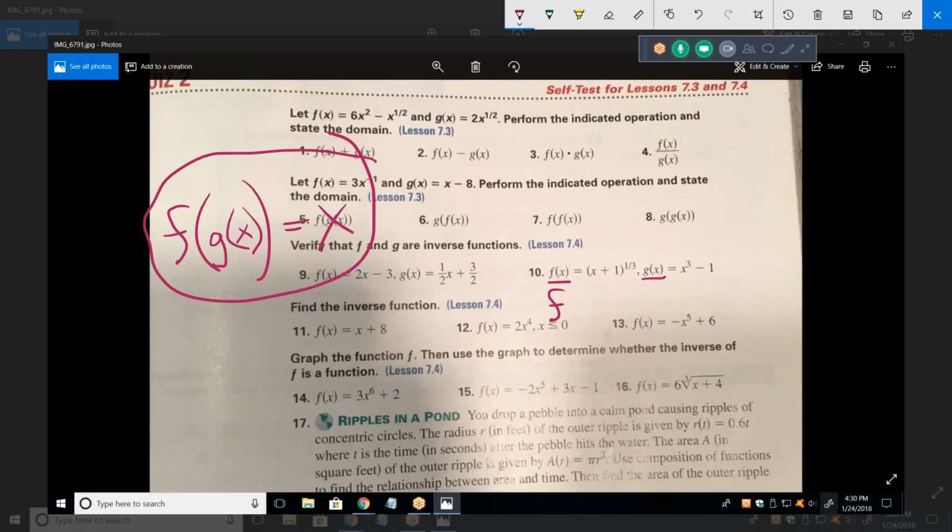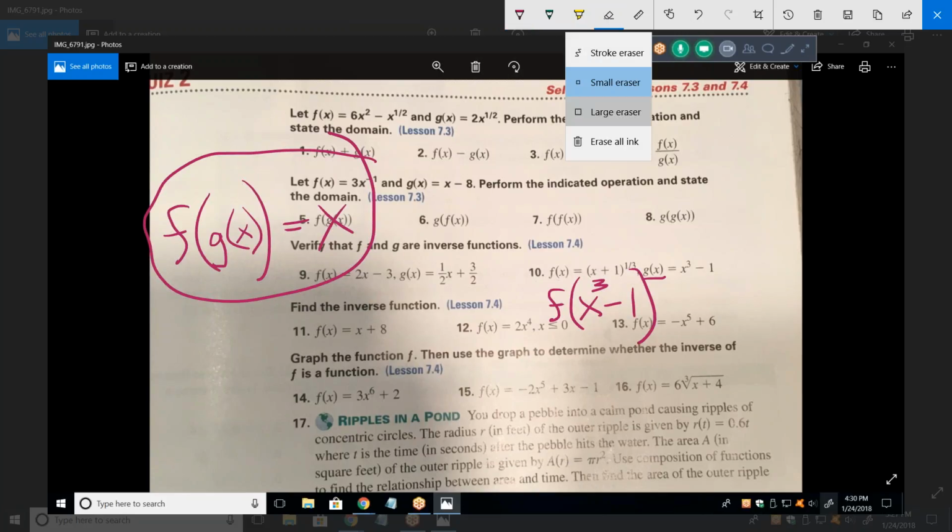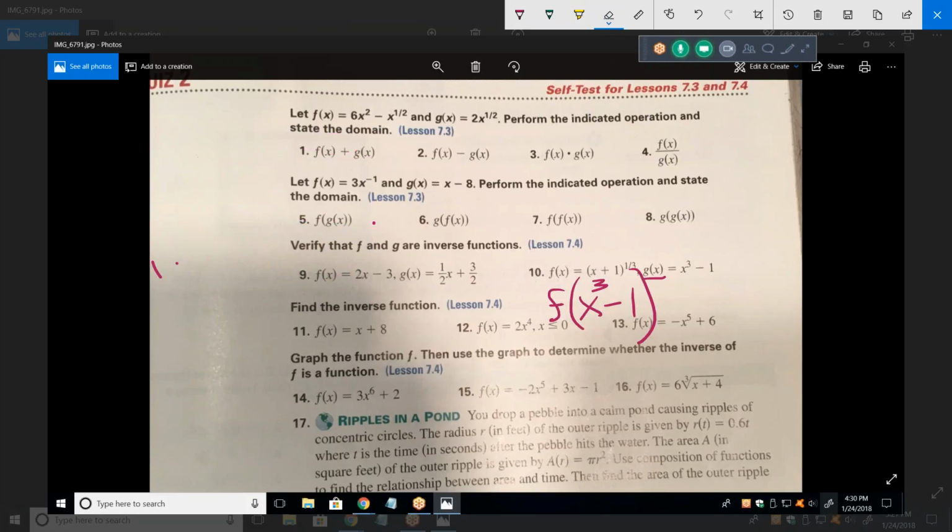X cubed minus 3. It's f of x cubed minus 1. I mean, minus 1. Why did I say 3? Okay? So now we have to figure out what that is. Hold on, let me erase stuff that's taking up room here. So how do I do this? How do I figure out what f of x cubed minus 1 means?